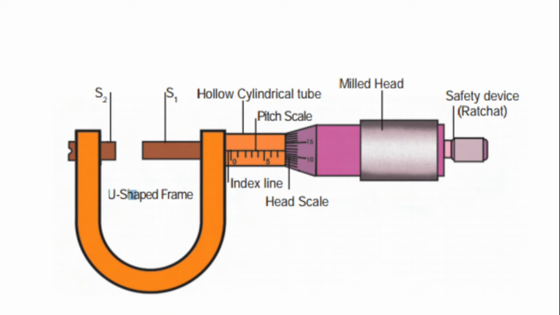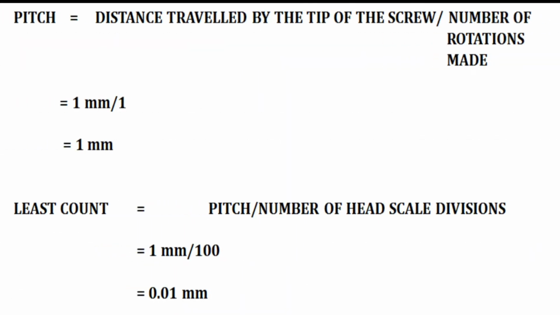Before going to use the instrument, we have to measure its least count. So what is least count? The least value that can be measured using the given instrument is called as least count.